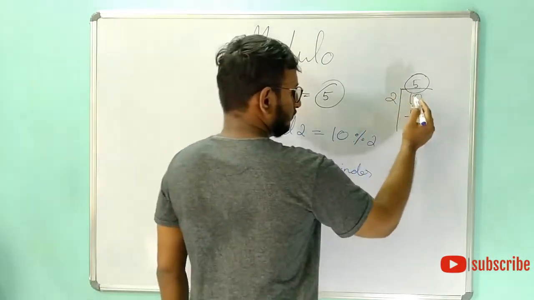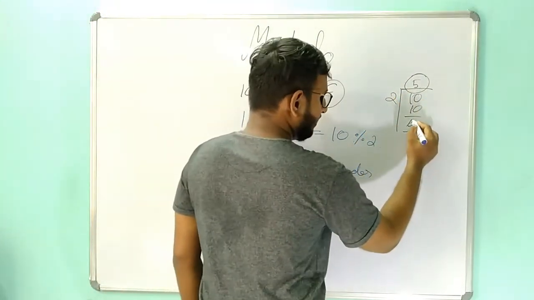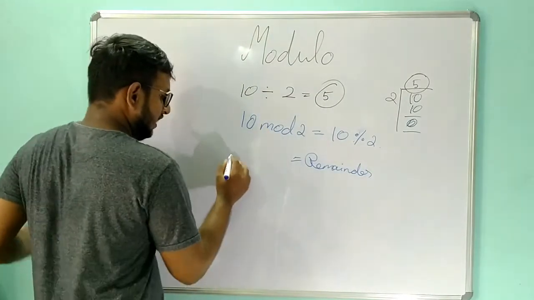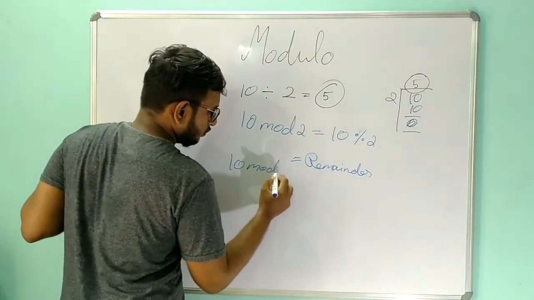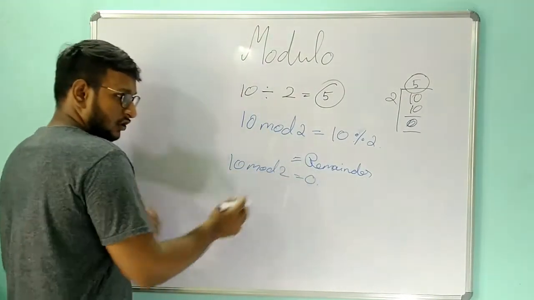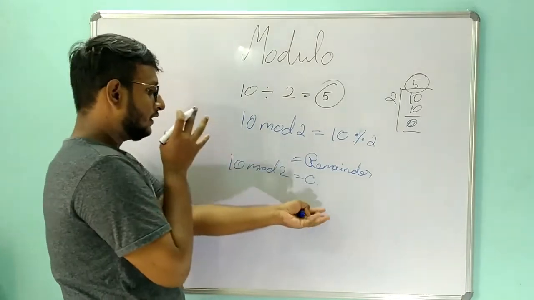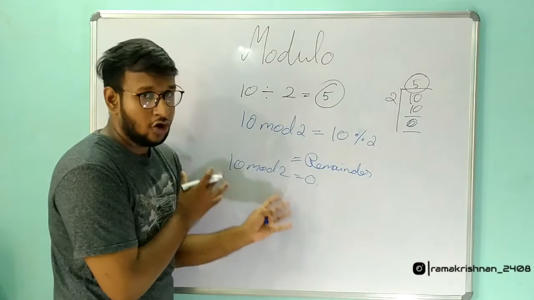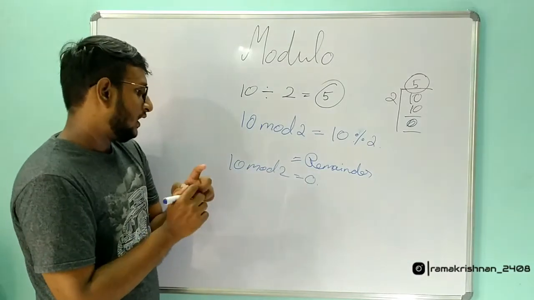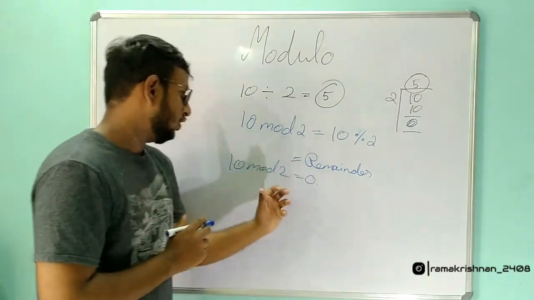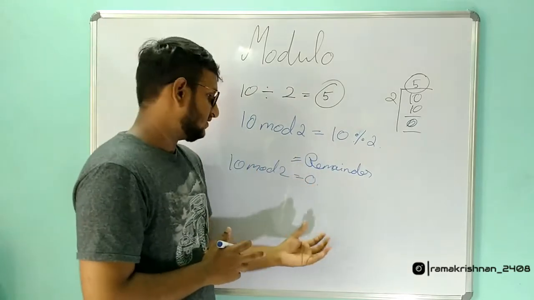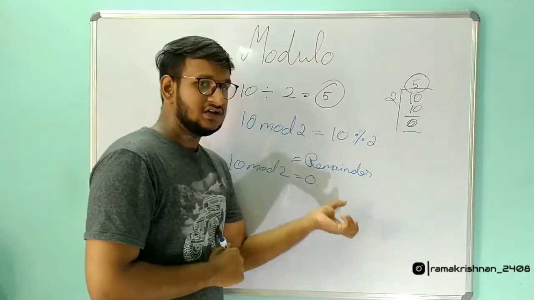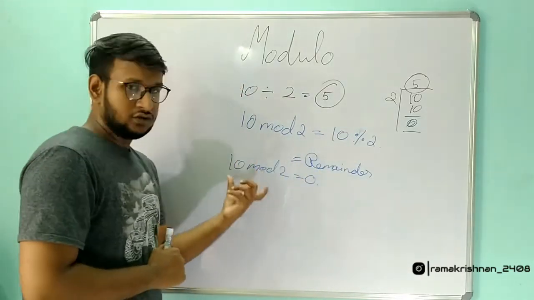So what will be the remainder over here? 0. So 10 mod 2 is nothing but 0. Okay, we got the concept. This is the modulo operation. So I said what modulo is. Modulo is an arithmetic operation where the output is the remainder of these two numbers when we divide them.